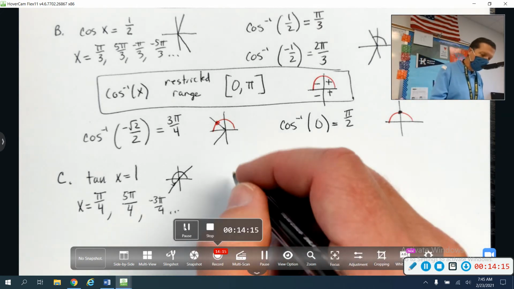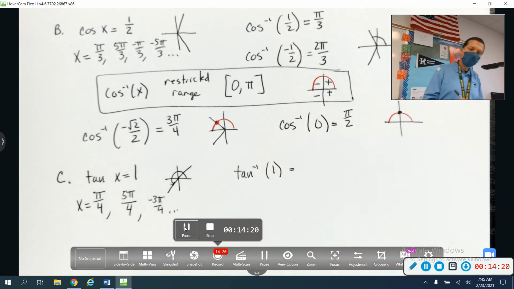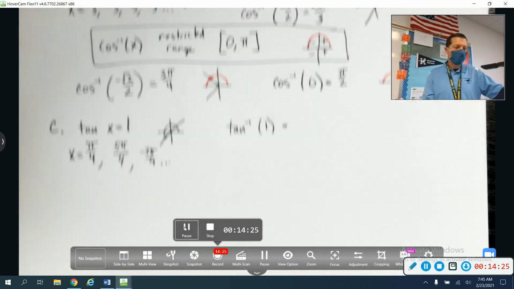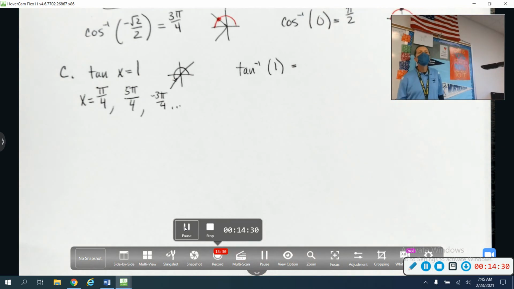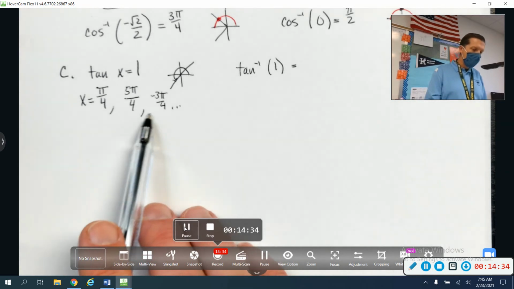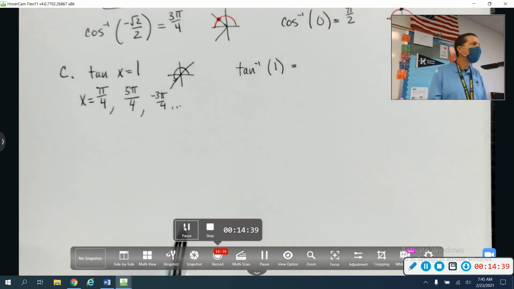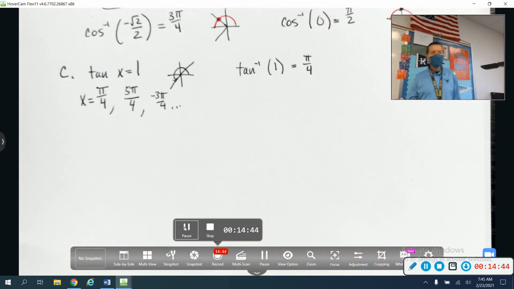But there's only one answer to what's the inverse tangent of 1. Again, it's the difference between saying x squared equals 9 and the square root of 9. One of them has two answers, one of them only has one answer. So I've got all these choices to pick from. Which one do you think is the right answer for inverse tangent of 1? Pi over 4. If it's in the first quadrant, use the first quadrant. It's when it's outside the first quadrant that things get a little bit tricky.